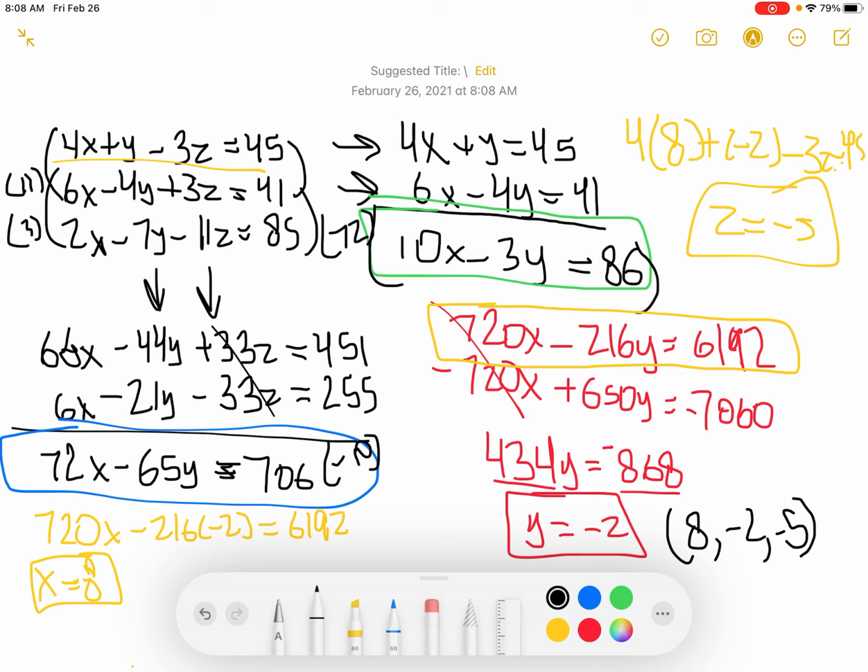There you go. That's a system of 3 equations, something I don't really like, but at least now, hopefully you know how to do it.